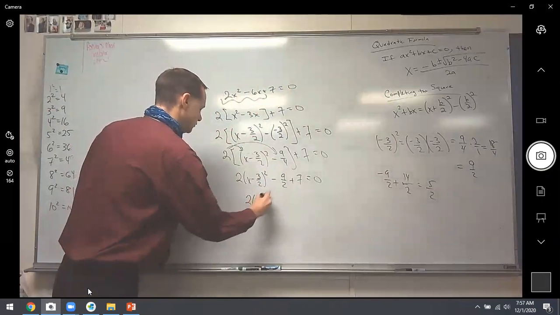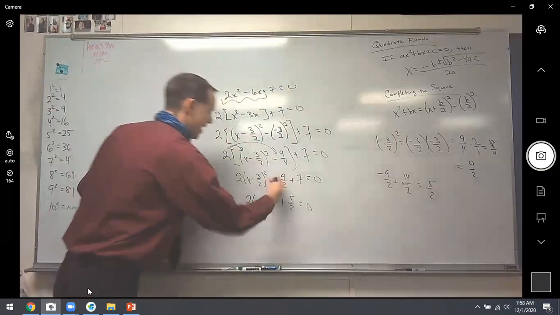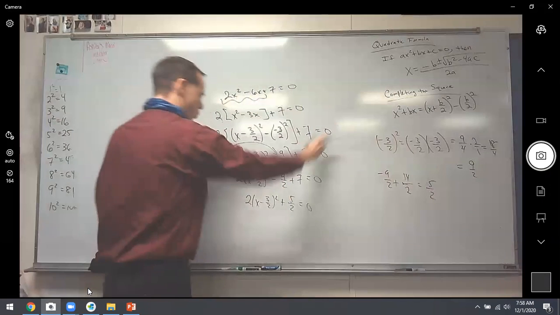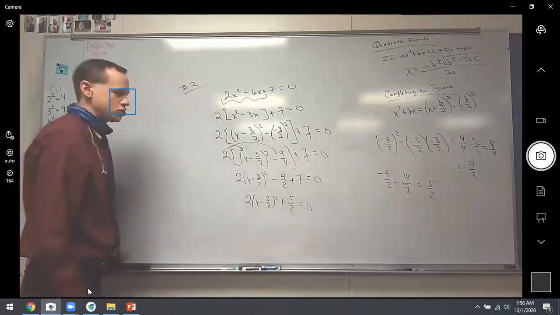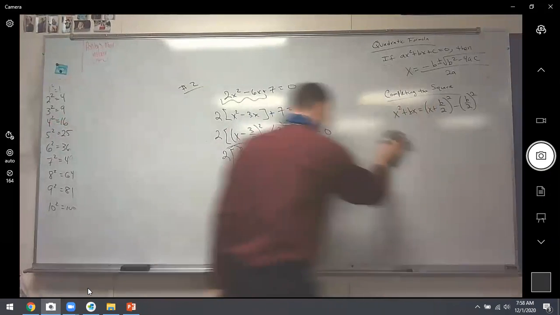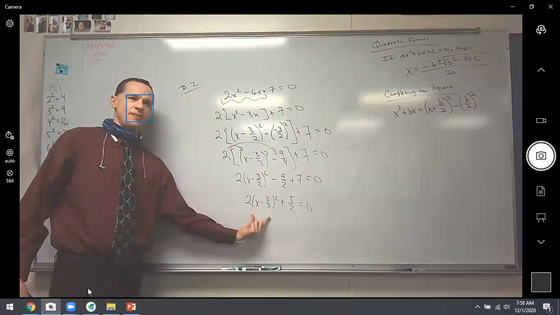2 x minus 3 halves squared, and then plus 5 halves when I add those together. Negative 9 halves plus 7 is 5 halves. It's slowly whittling down to something shorter and shorter, where we'll get ourselves an answer. The whole point of this is to get x by itself. If you remember, what we're trying to do is solve for x. So we're trying to get this by itself. We're going to get the squared thing by itself.